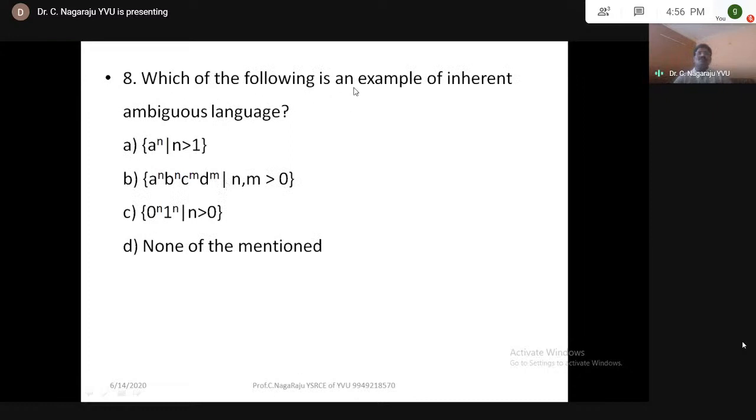Eighth one, which of the following is an example of inherent ambiguous grammar? Here is a to the power of n such that n greater than 1, and a to the power of n, b to the power of m, c to the power of m, with n greater than or equal to 0. For b we can have any number of trees, but for a we can directly give any number of a's. Inherent means the ambiguity can be found from the parents. So answer B.